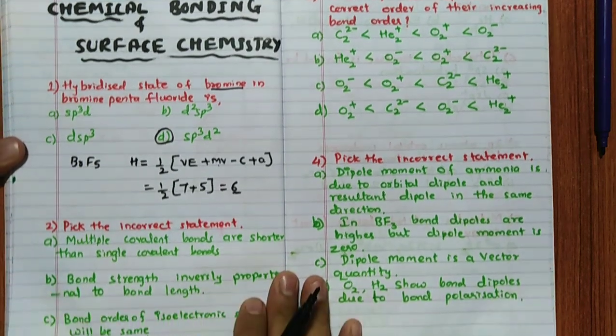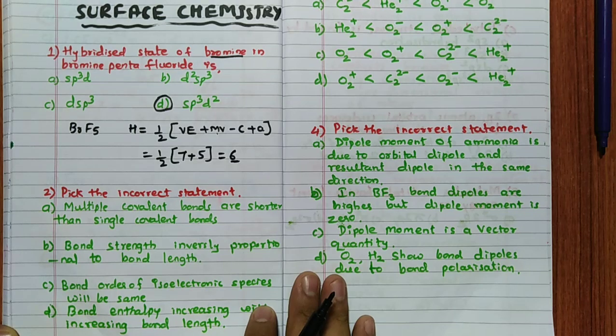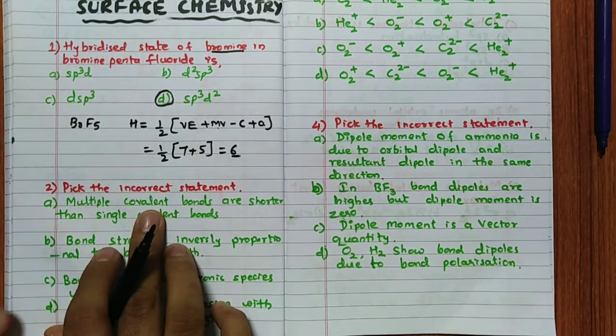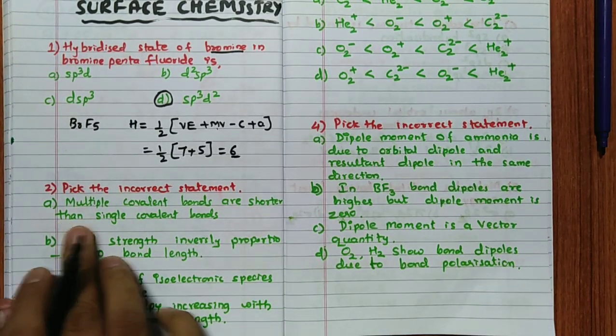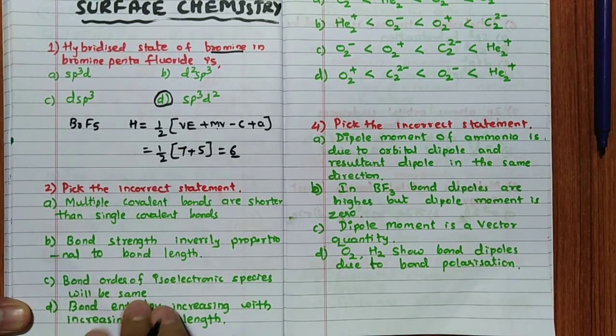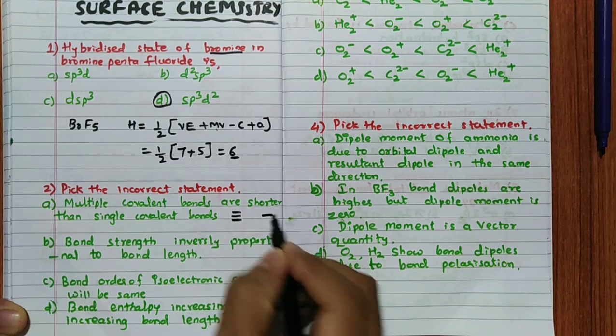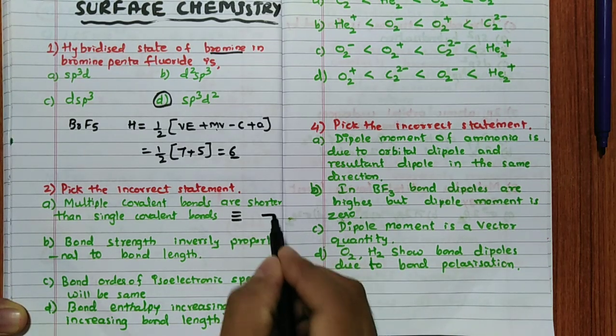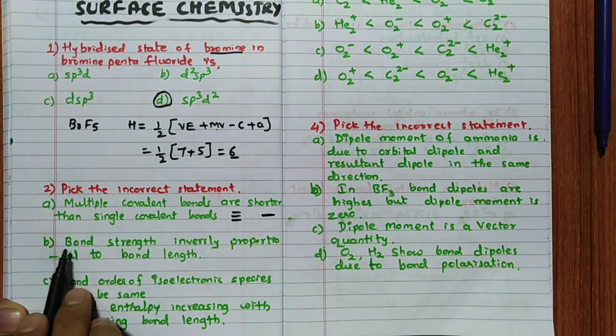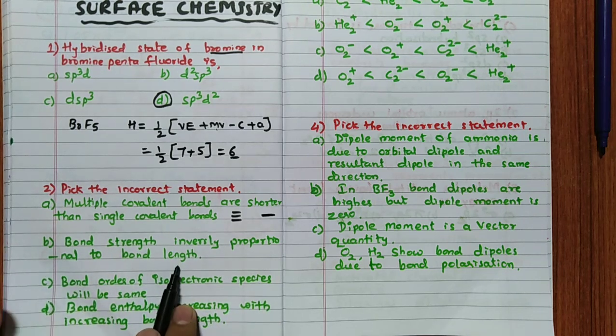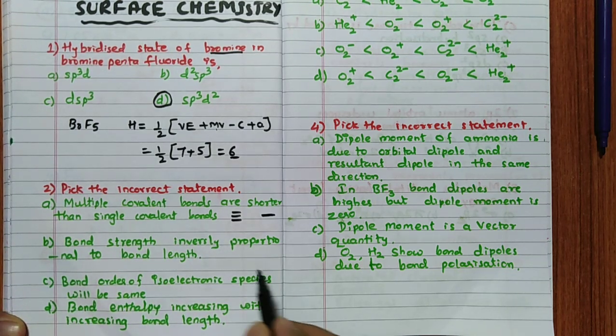Now pick the incorrect statement. Very simple. Multiple covalent bonds are stronger, shorter than single bonds. Remember, triple bond is shorter than single bond. It is correct because single bond length is more. So correct statement. Bond strength inversely proportional to bond length. That is also correct. If the bond length increases, remember, bond strength is going to decrease.